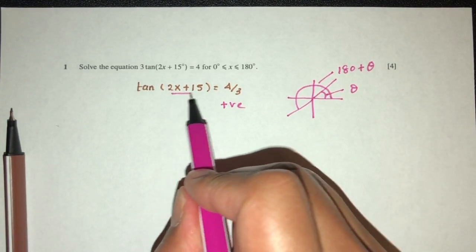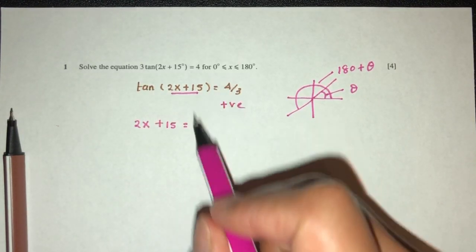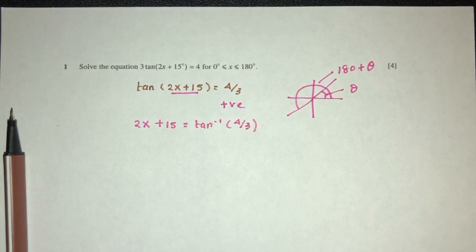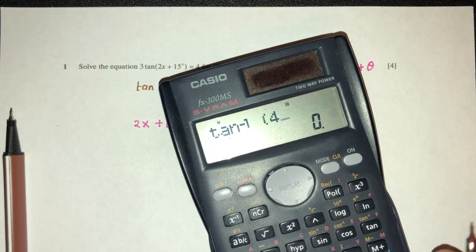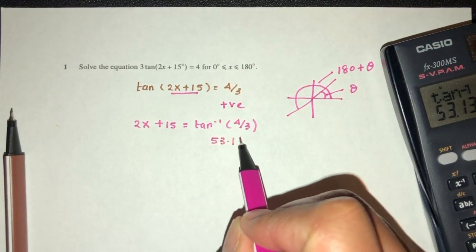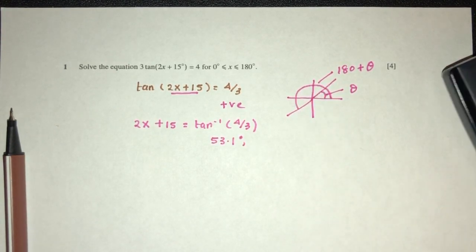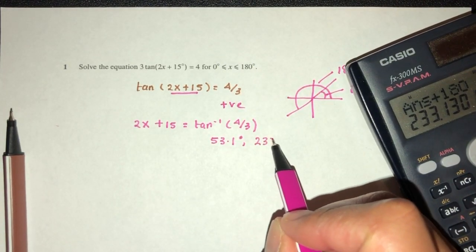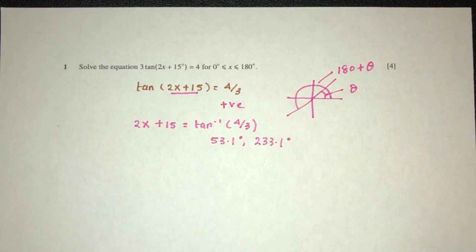So to find the angle here, 2x + 15, we have to send tan over here. That will be tan inverse of 4 over 3. So here we have to use degrees, obviously. That will be tan inverse of 4 divided by 3. That will be 53.1. Now, according to the quadrants, it will be the first angle here, and then also this one, which is 180 plus 53.1, that should be 233.1 degrees.